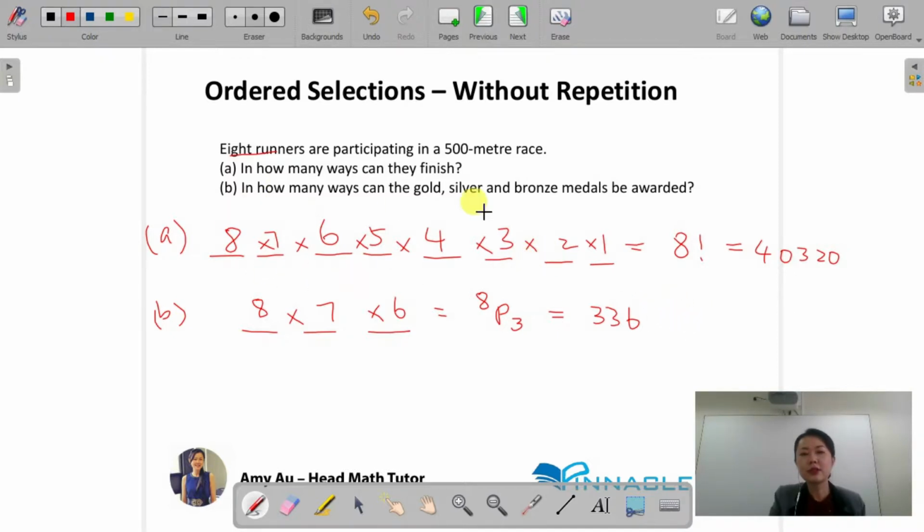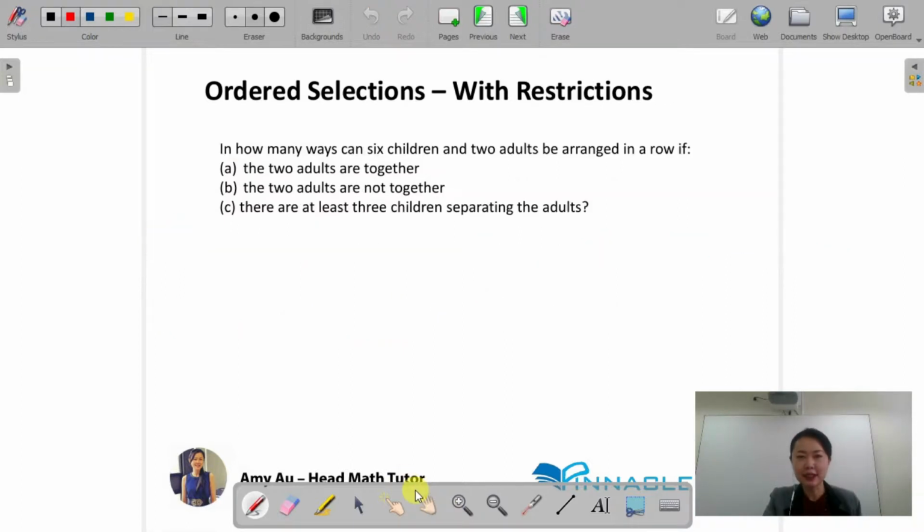So permutation of a set is going to be 8 factorial, and then if you're only selecting 3 out of the 8 to win first, second, and third, or in this case gold, silver, and bronze, it's 8P3. Alright, so let's ramp up the difficulty just by a tiny little bit. What if people have preferences and restrictions? And that's where you have to be very careful how you're counting.